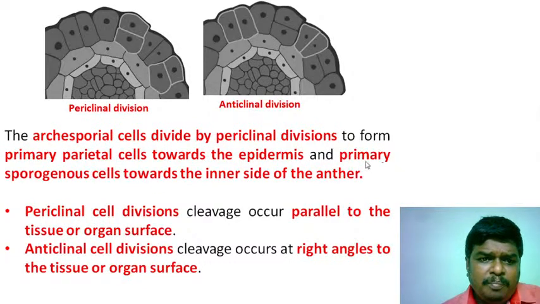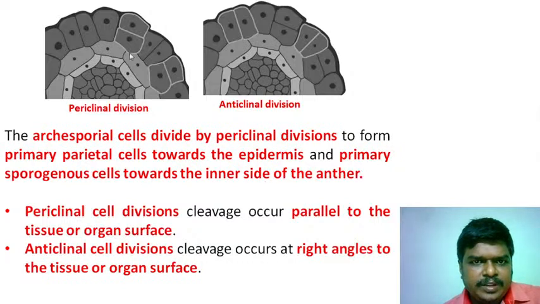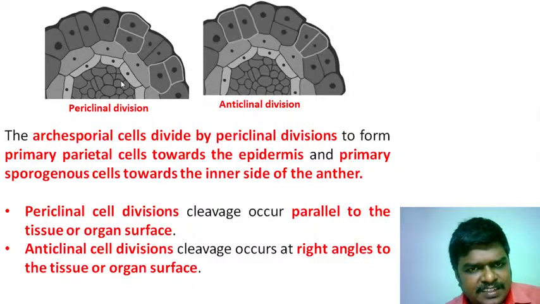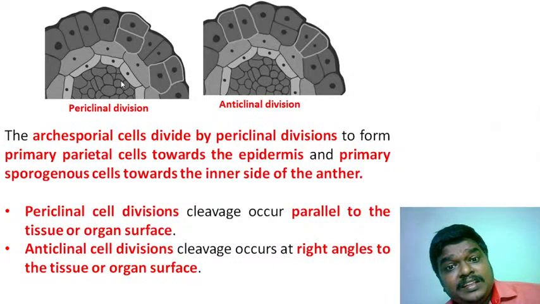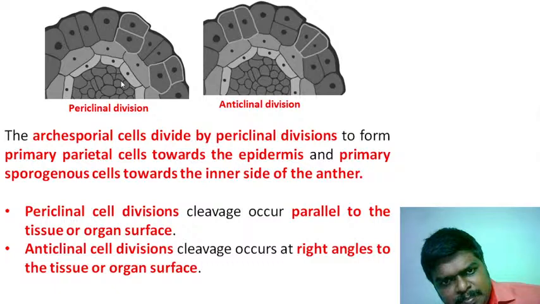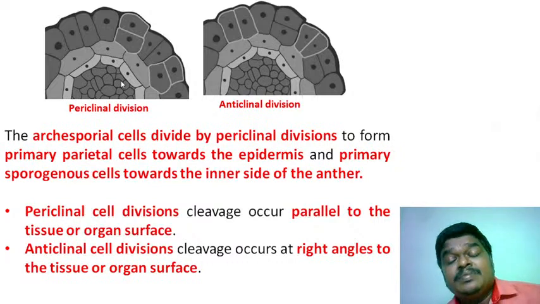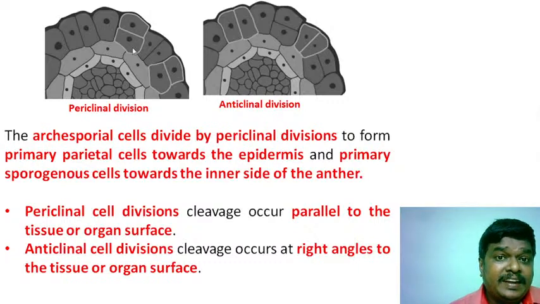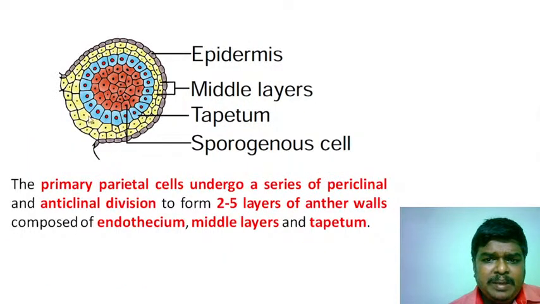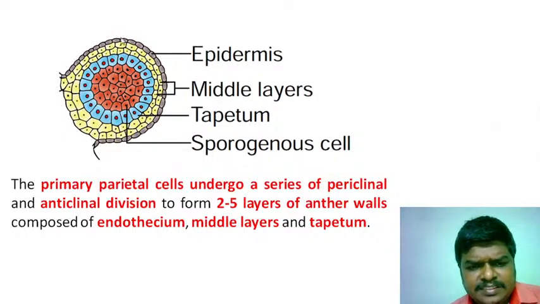And they also form primary sporogenous cells towards the inside. So outside, it forms primary parietal cells, and inside, it forms primary sporogenous cells. So two cells are formed here by the archisporial cells. The homogeneous mass of cells becomes archisporial cells. The archisporial cells divide and form two types of cells. One is called primary parietal cells. The other one is primary sporogenous cells. So this primary parietal cells undergo a lot of divisions and form the layers.